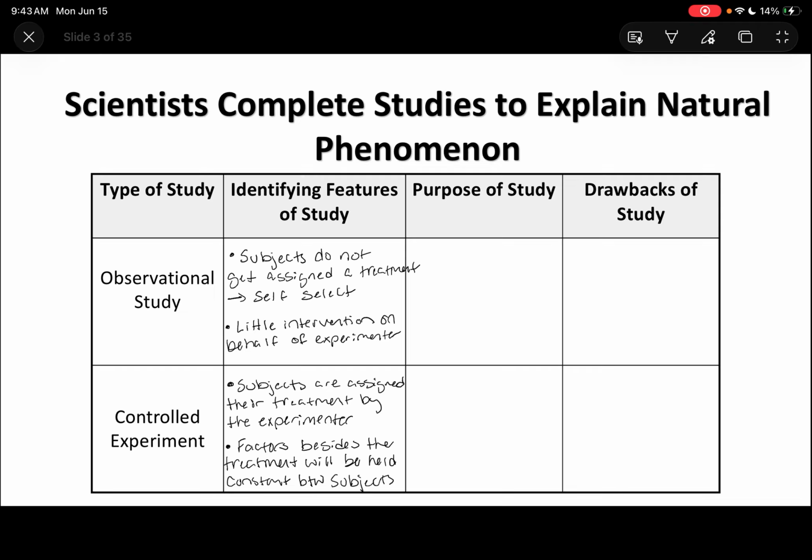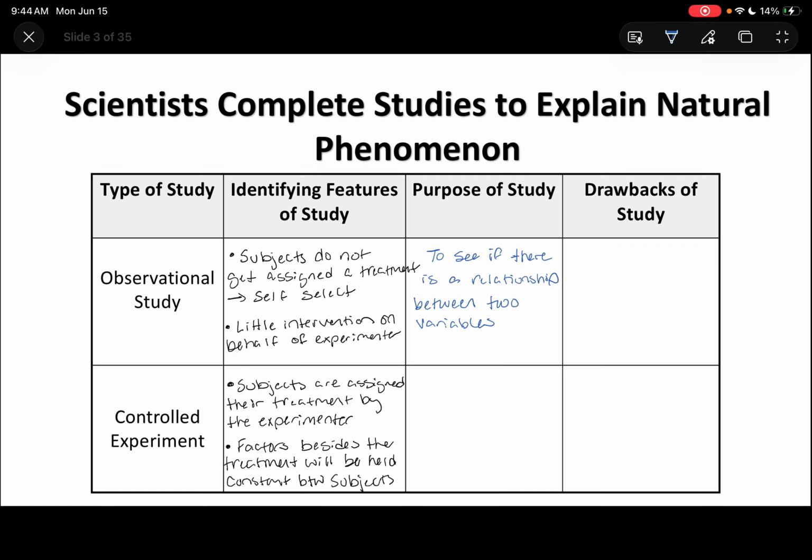Now, what are we trying to accomplish here? So what conclusions are we really looking to make? What's the purpose of each of these studies? Well, I would say that the purpose of the observational study is to see if there is a relationship between two variables.